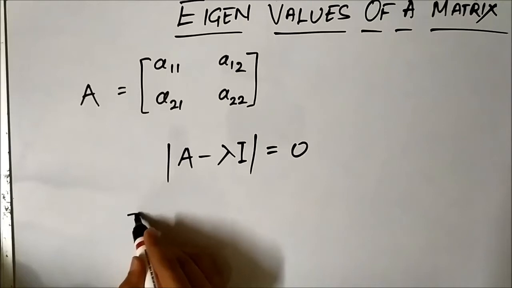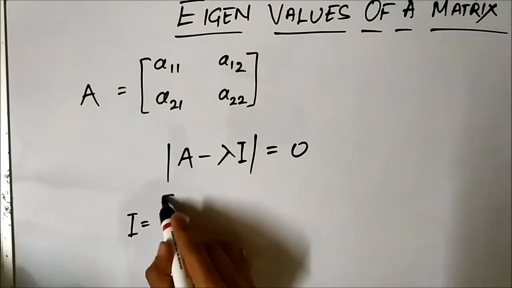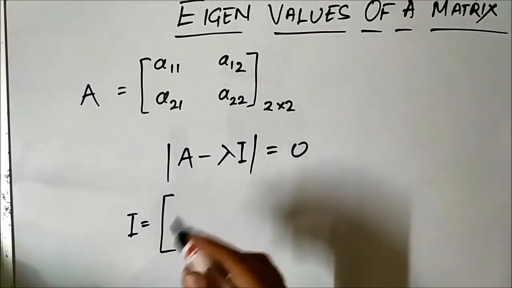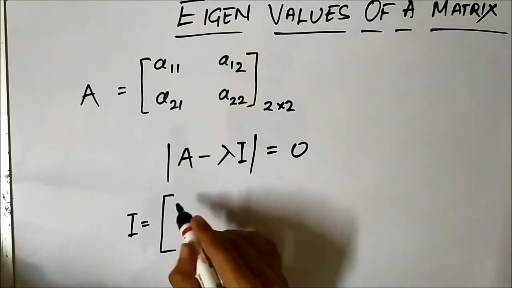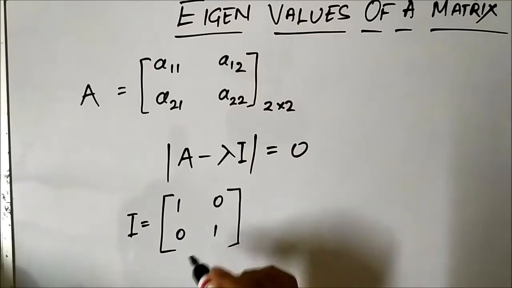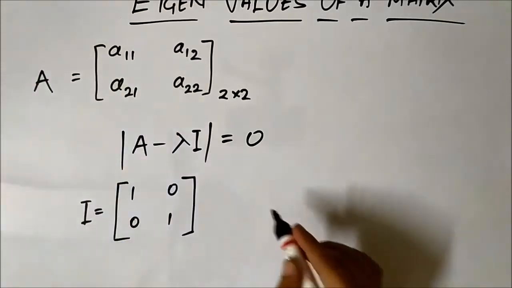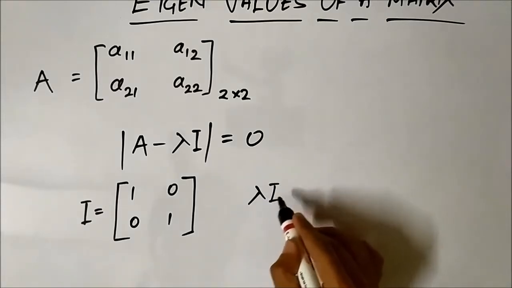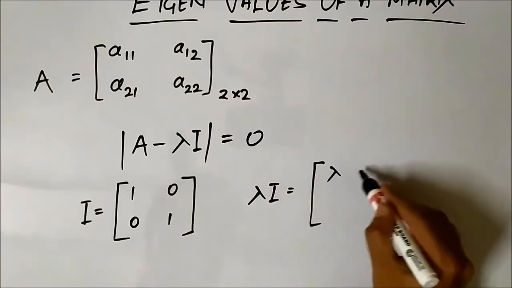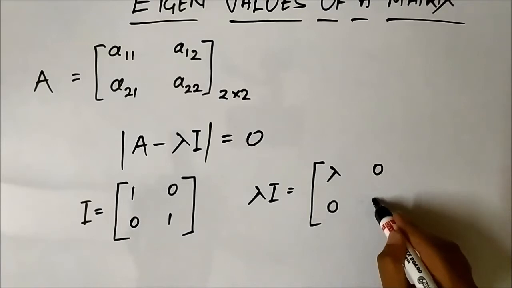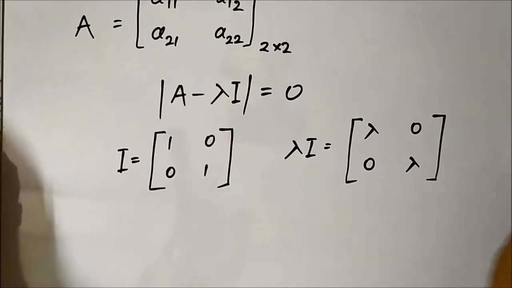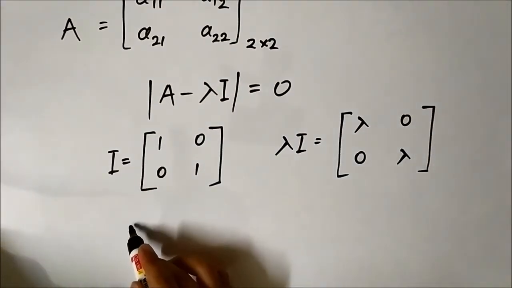So the identity matrix or unity matrix looks something like this. Since it is a 2 cross 2 matrix, the identity or unity matrix will also be of order 2. So this will be like this. Okay, then lambda I means we will multiply this matrix with lambda. So this will look something like this. Then we have to determine the A minus lambda I matrix.